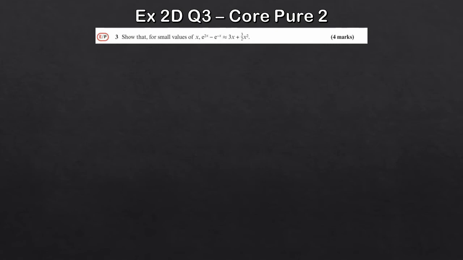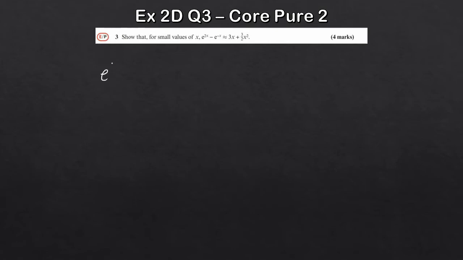Again, this question is looking at series expansions. Now this time we're dealing with the exponential function. So we've got to show that for small values of x, e to the 2x minus e to the minus x is approximately 3x plus 3 over 2 x squared. 4 marks for this. So just like we said for the last series question that we did, the very first one, write out your expansions individually.